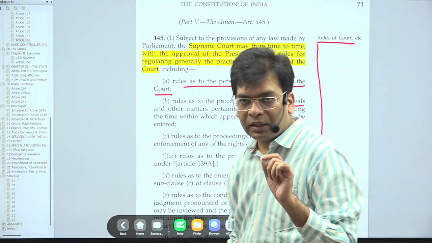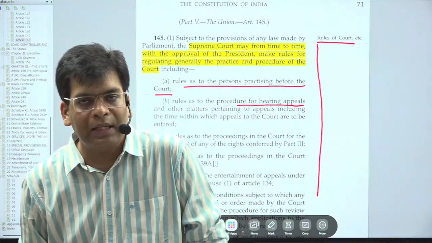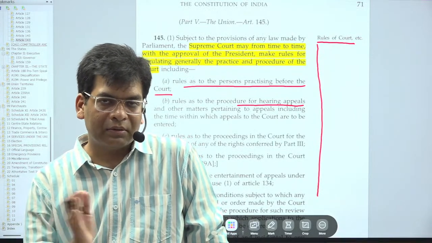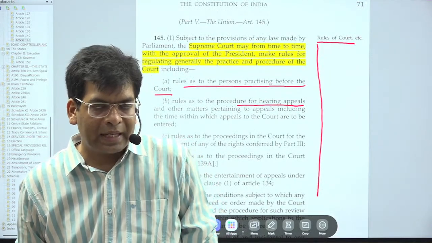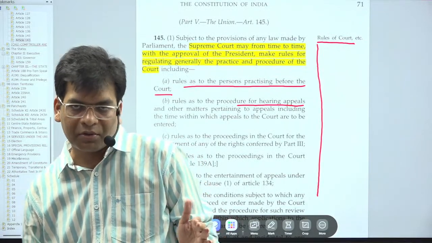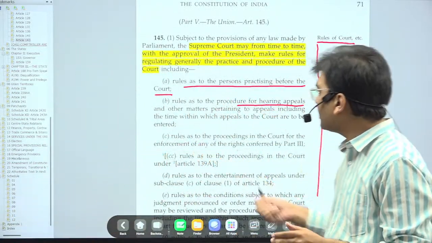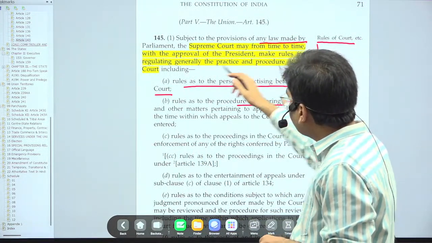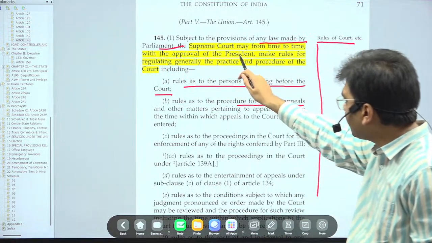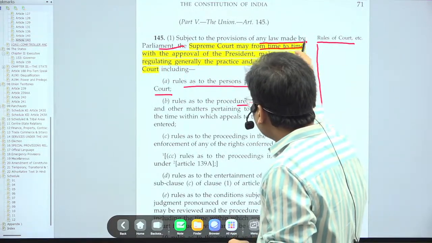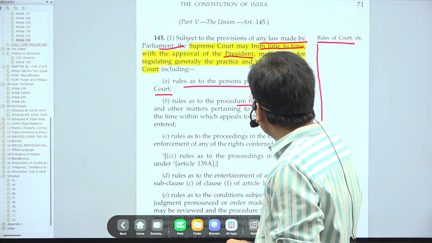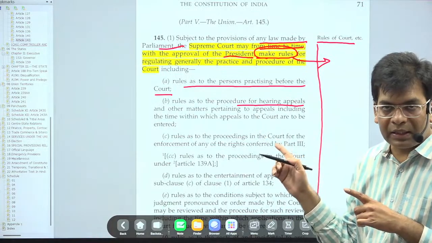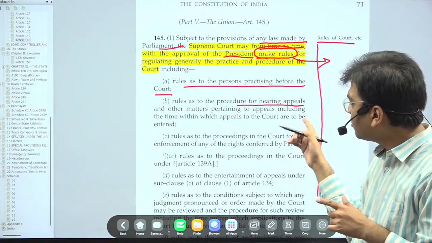So whenever the question comes up about what the legislative powers of the judiciary are and how there are some exceptions to the separation of powers, one of the exceptions is this Article 145. It is clearly giving that, subject to any law made by Parliament, the Supreme Court may from time to time, with the approval of the President, make rules. Here, making rules means legislative power. So this is one of the legislative powers of the Supreme Court.